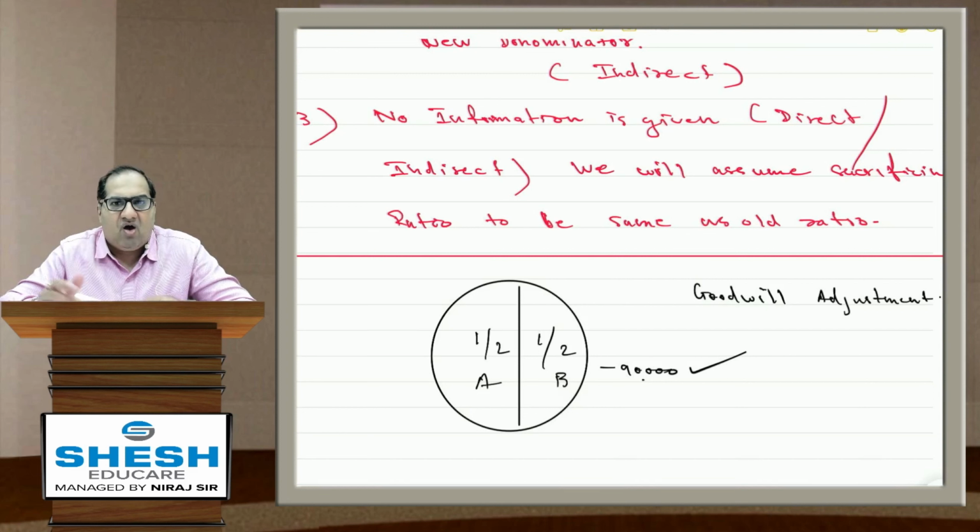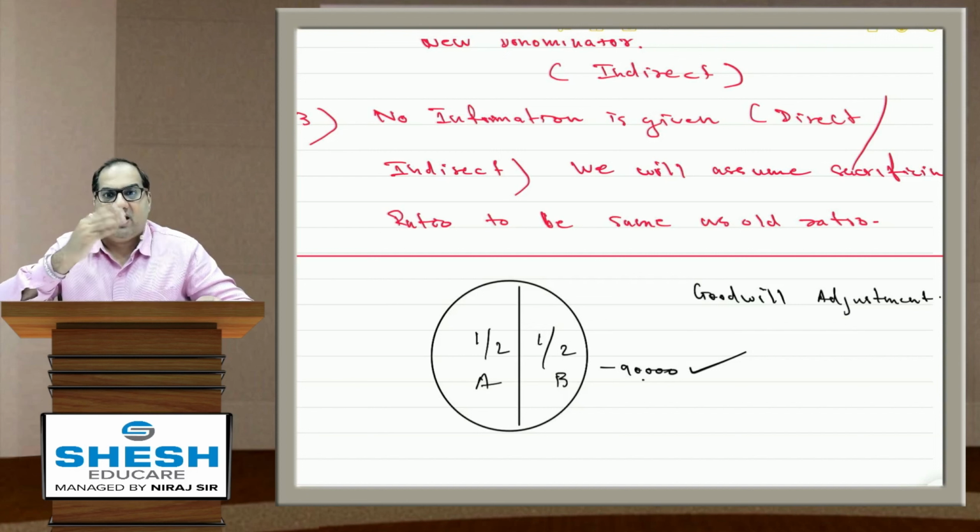Immediately A and B will say, how crazy, how illogical, looking like an idiot. Huh? Well, I look like an idiot or whatever, I don't care. I am a third partner. I should get 1/3 share in all assets also. So goodwill भी मेरा share हो.